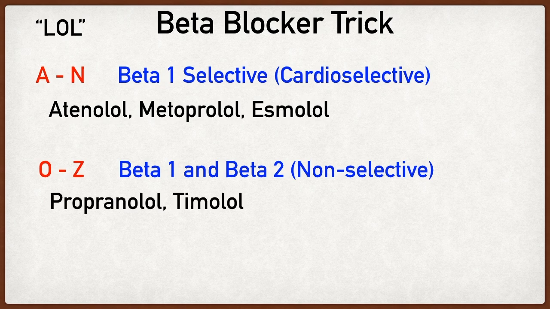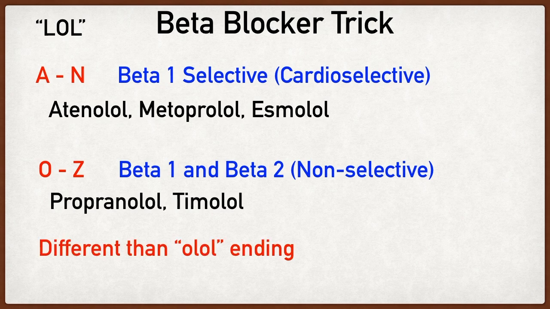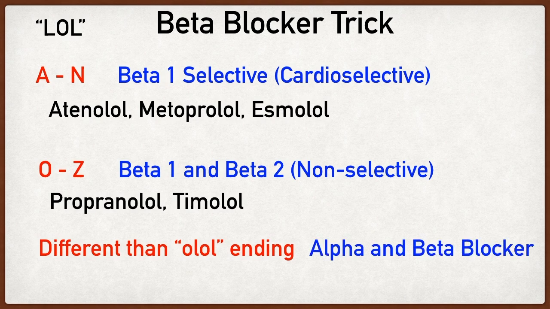Lastly, we get to the beta blockers that block both alpha and beta receptors. The way to remember two of the more common medications in this category is that they end differently than the classic "olol". So if you look at the medications that we've discussed so far, they end in "olol". If a medication ends differently than this, it could be because it's an alpha and a beta blocker.